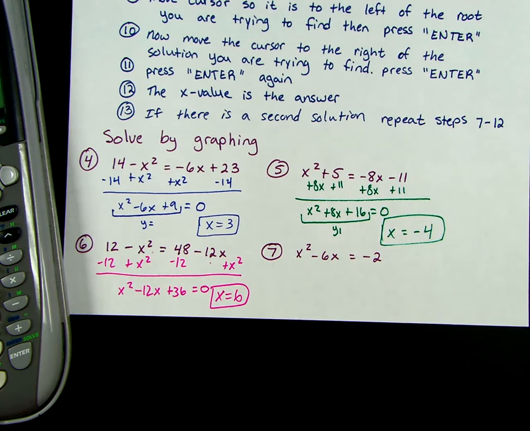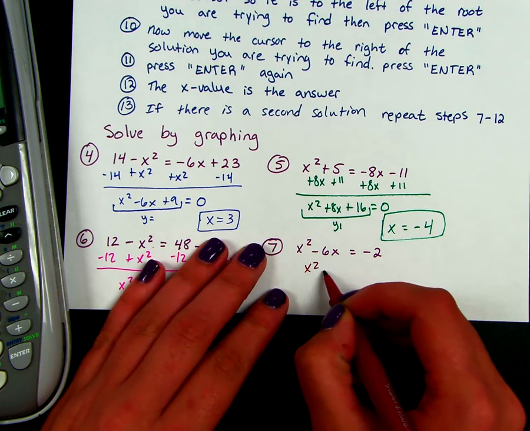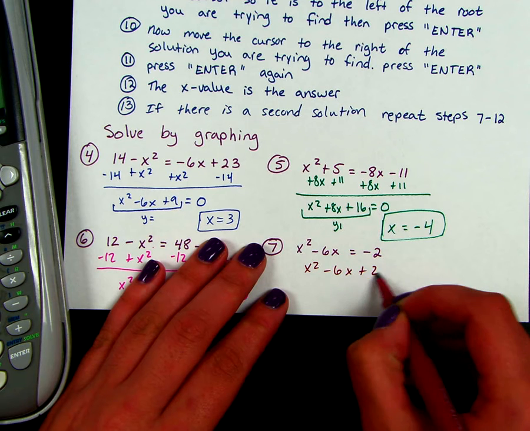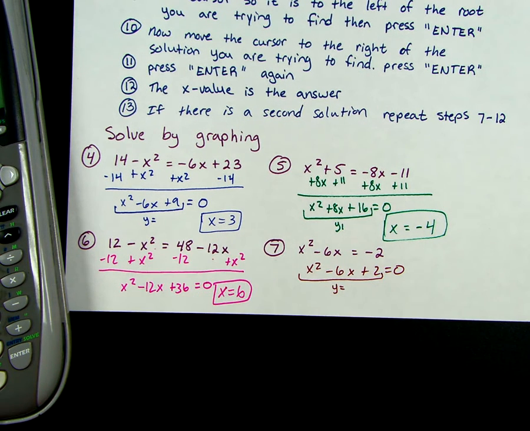All right, one more problem. So again, we're just going to add the 2 over. If we do that, we will have x squared minus 6x plus 2 equals 0. So again, we're going to put this side into our y equals spot, or that y1 on the calculator.